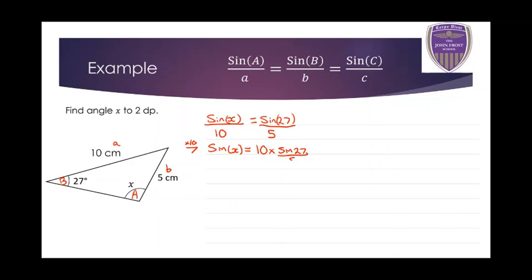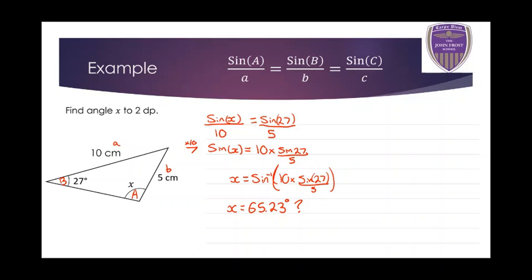over 5. And then the final step: we've got sine of x here, so we need to do inverse sine. So x equals sine minus 1, or inverse sine, of 10 times sine 27 over 5. If you type that into your calculator and press equals, you should get that x equals 65.23 degrees. But hang on a minute, I'm not sure that I'm entirely happy with this answer.